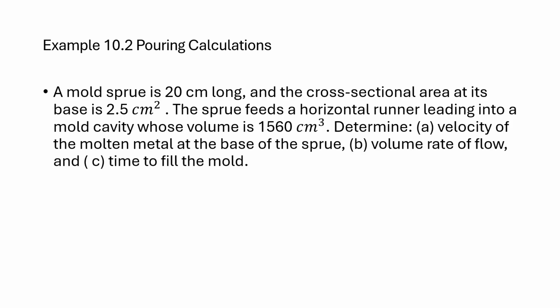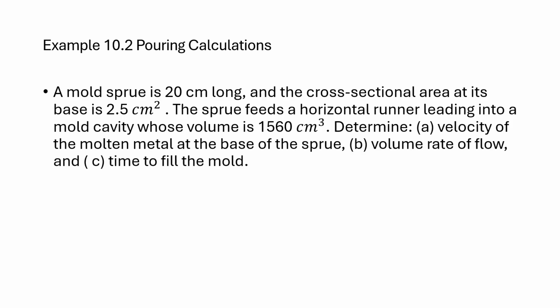So usually it's going to consist of the sprue, and we're going to have the runner. The runner is the horizontal channel, while the sprue is the vertical channel. In this example, we have a mold with a sprue of 20 centimeters in length, and the cross-sectional area of its base is 2.5 square centimeters.